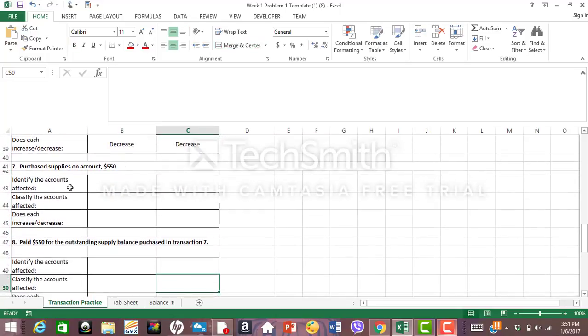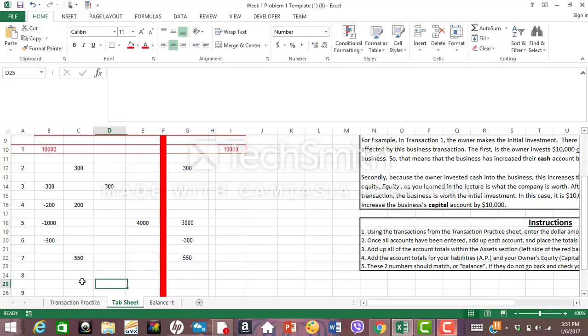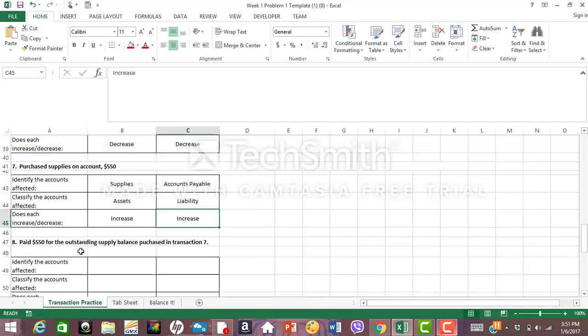And then we go to the next transaction, which is transaction 7. It says purchase supplies on account for $550. So we automatically know the supplies is increasing, which is a part of assets. And since they're paying it on account, that means that accounts payable is increasing, which is under liability as well. So we go to the actual tab sheet. 550, I believe, is increasing, and 550 on accounts payable. All right, then we go to transaction 8.